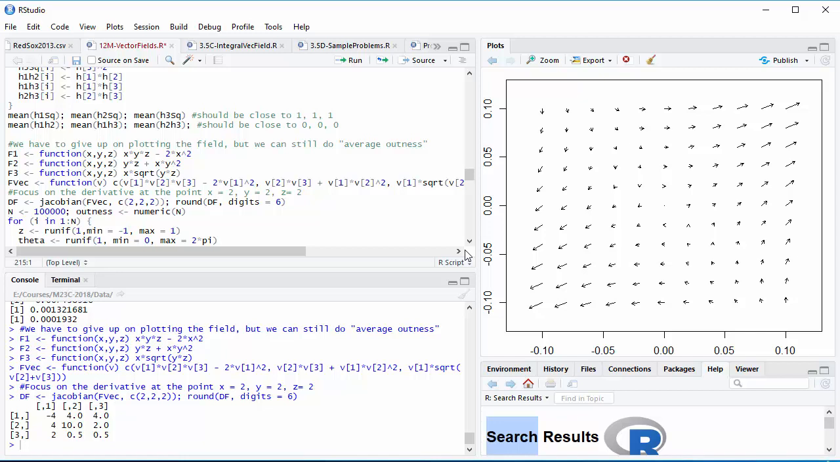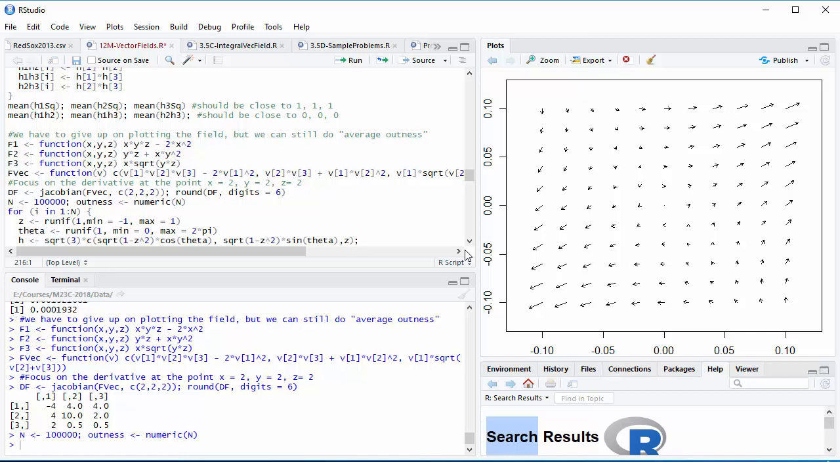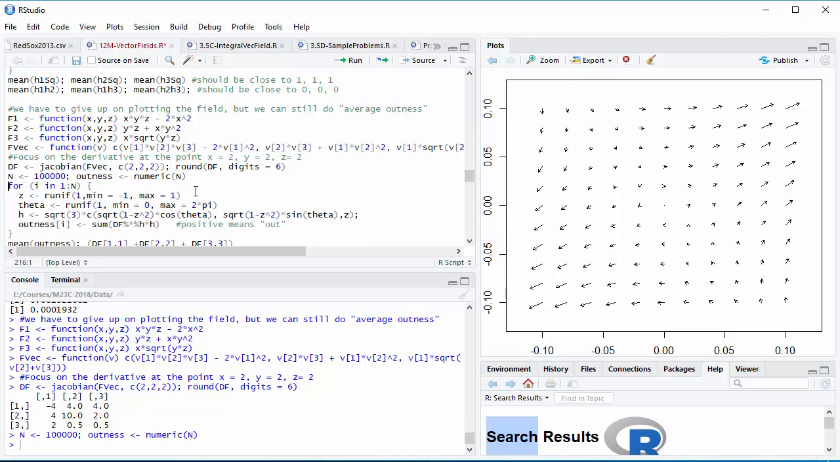I'm going to do 100,000 values now because the higher the number of coordinates, the more samples you use in order to do a good Monte Carlo approximation. But otherwise, things are much the same. I'm going to generate a random value of z, generate a random value of theta, and then use cylindrical coordinates to generate a vector that has a length of the square root of 3, but otherwise points in a random direction as specified by the components in cylindrical coordinates.